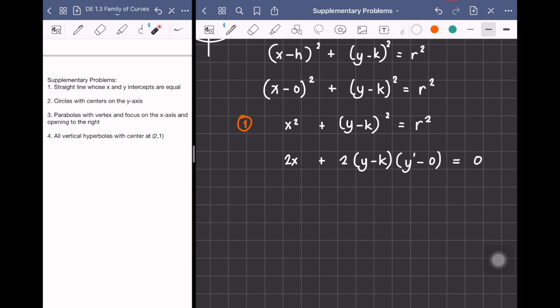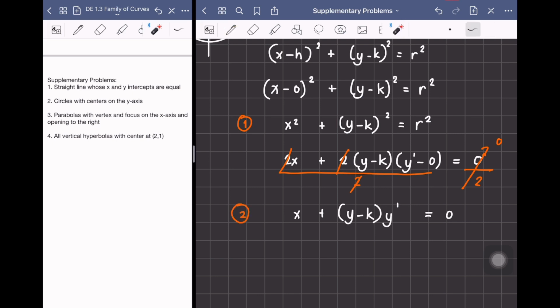So if we simplify, obviously, 2 is factorable on both terms. So we have 2 here, you have 2 here, you can factor that out. And simply divide both sides of the equation by 2 so it cancels on the left side. So what will remain is x plus y minus k times y prime equivalent to 0 divided by 2, which will still be 0. And this will represent equation number 2, which is your first derivative.